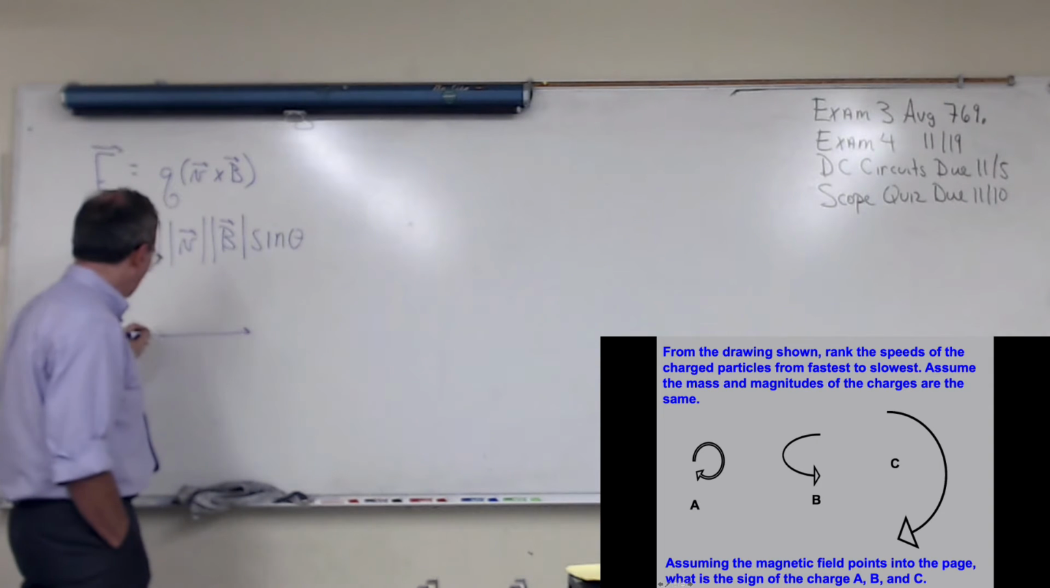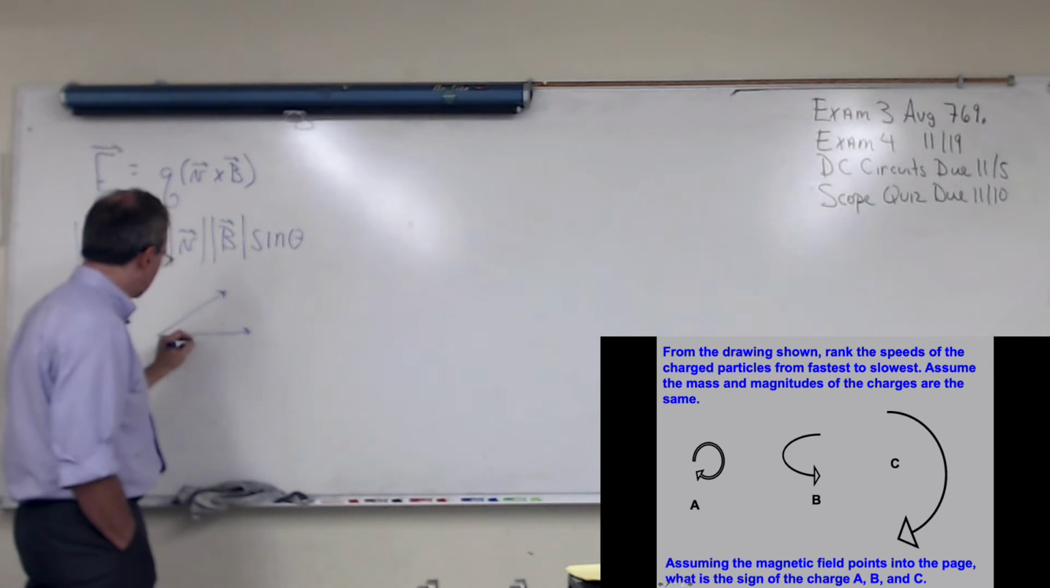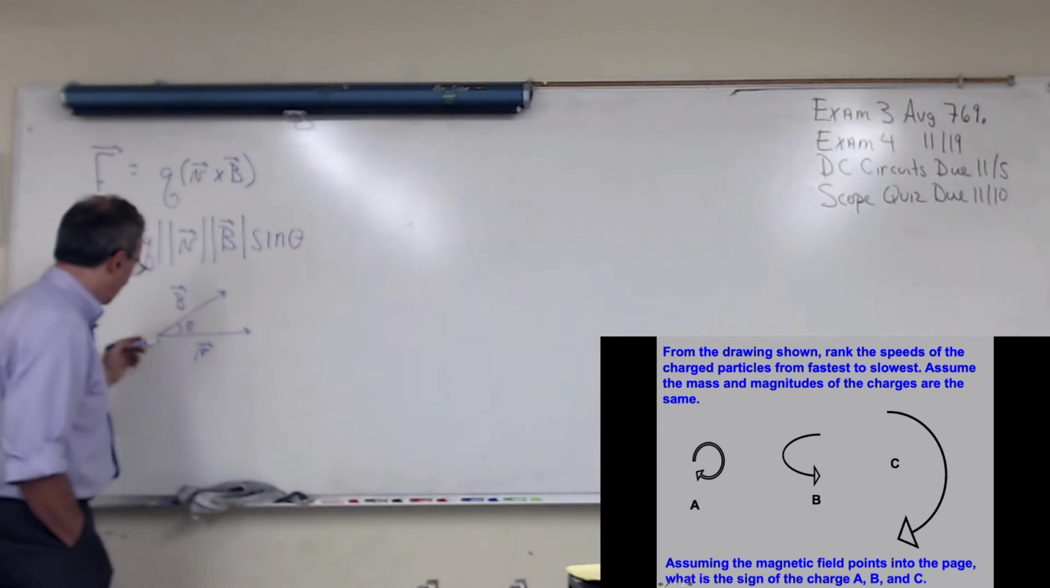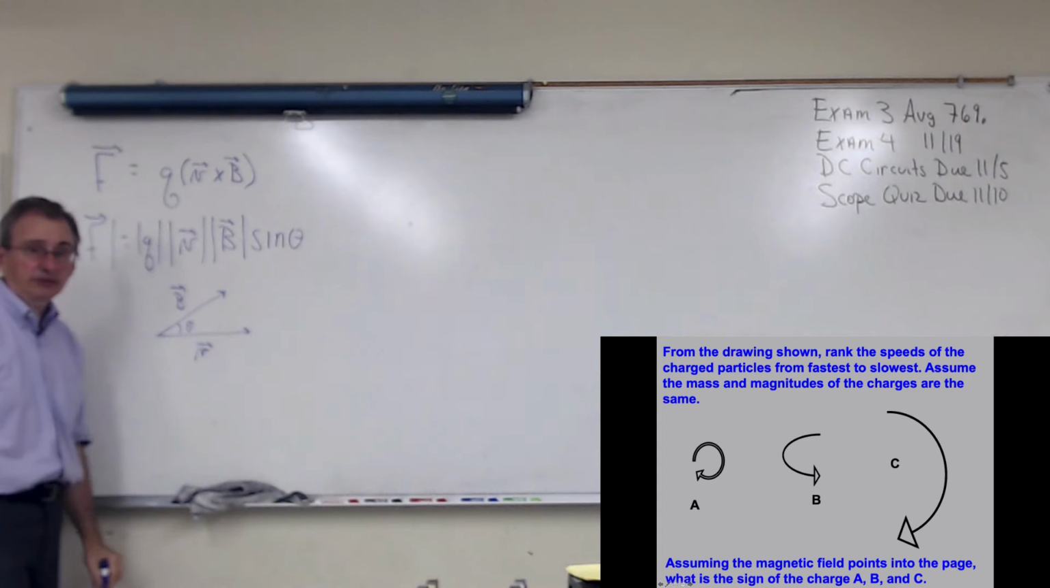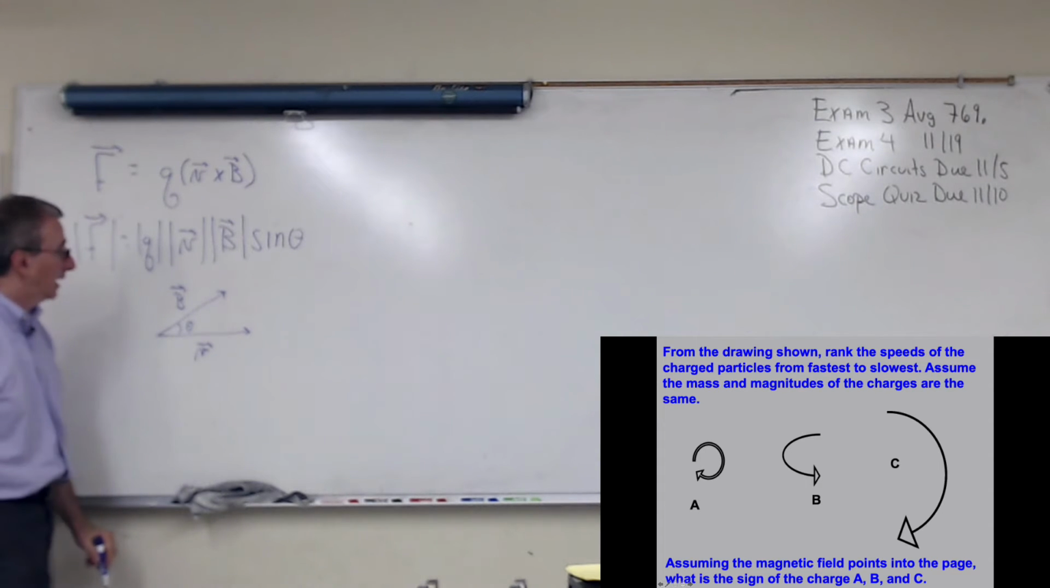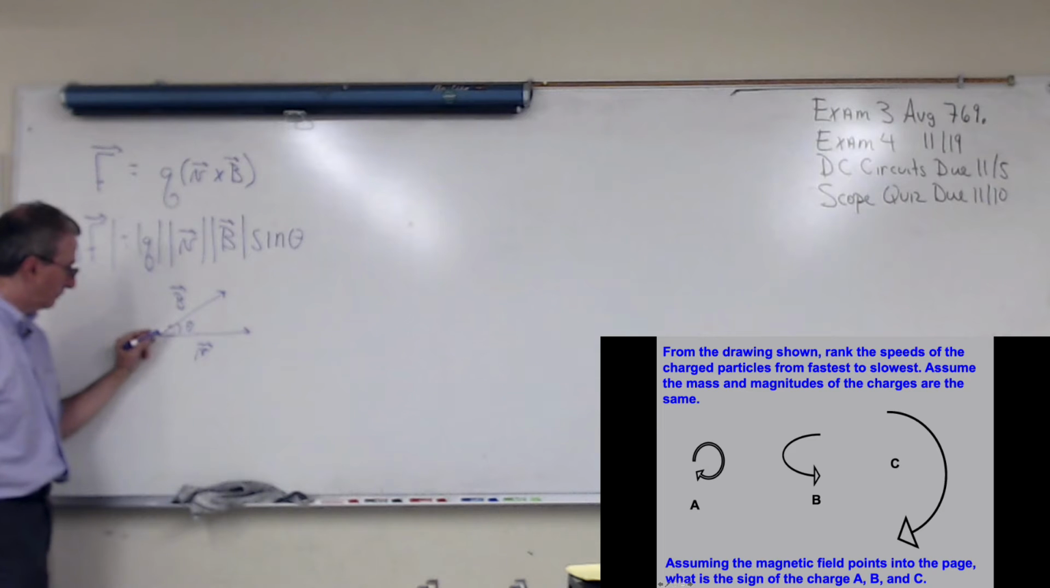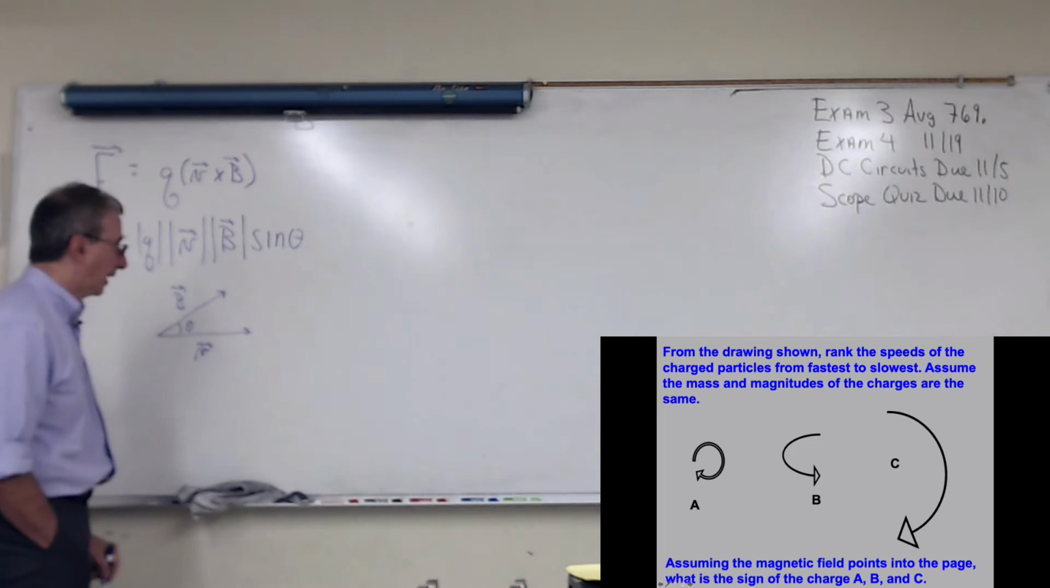When we talk about the angle between two vectors, we put the vectors together tail to tail, and this is the angle I'm talking about. It's the angle between these two vectors when I put the vectors tail to tail.